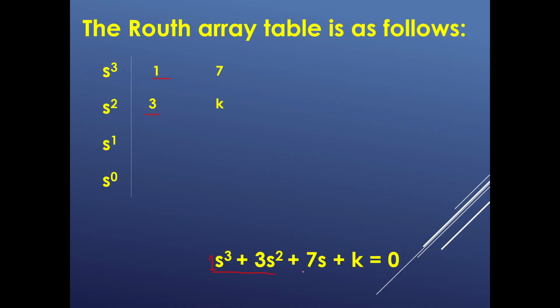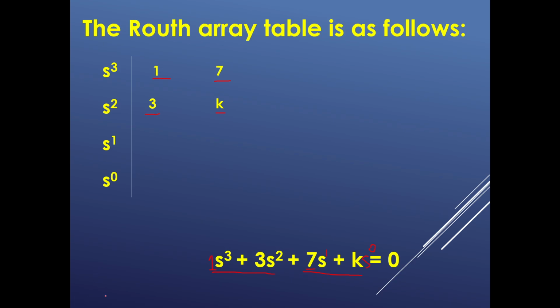Now consider the next two terms in the characteristic equation. The coefficient of s power 1 is 7, and the coefficient of s power 0 is k. So write down 7 and k in the next column in the Routh array. 7 and k. That's it. There are no more terms, so just leave it. Whatever data was available, you have substituted in the Routh array table.